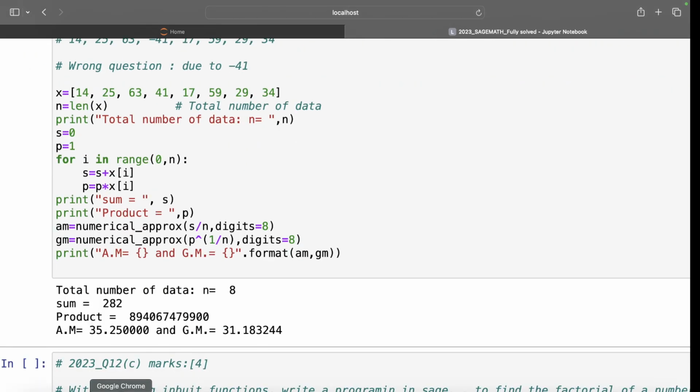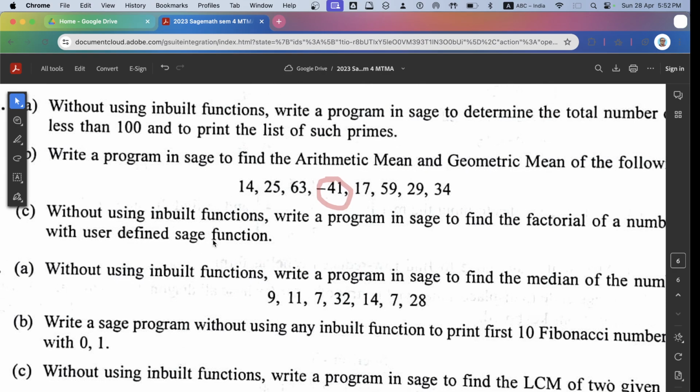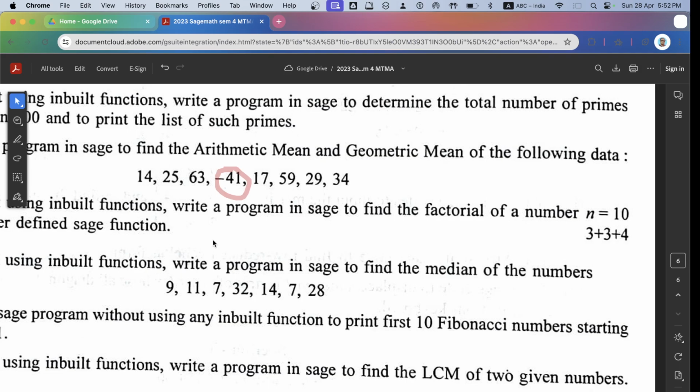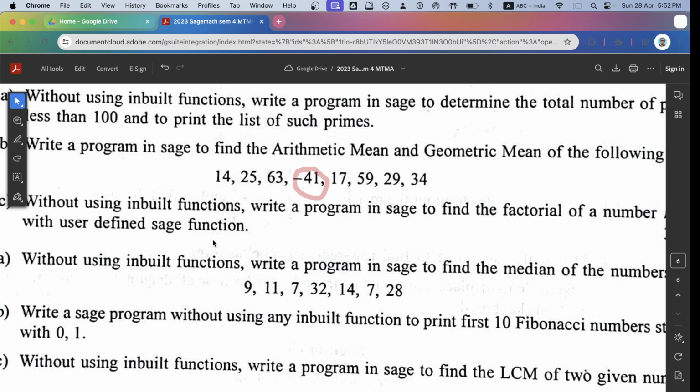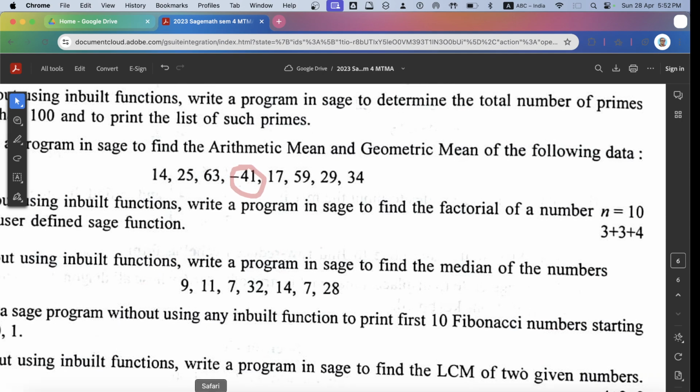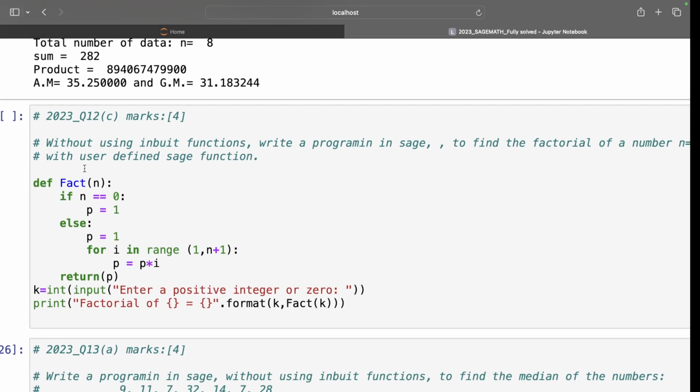Next question, 12c. Without using inbuilt functions, write a program in Sage to find the factorial of a number n equal to 10 with a user-defined Sage function. This is the definition. First we define a function, factorial n. We define a user-defined function, factorial. You can change this name to my_factorial or other names. fact(n) is the user-defined function.